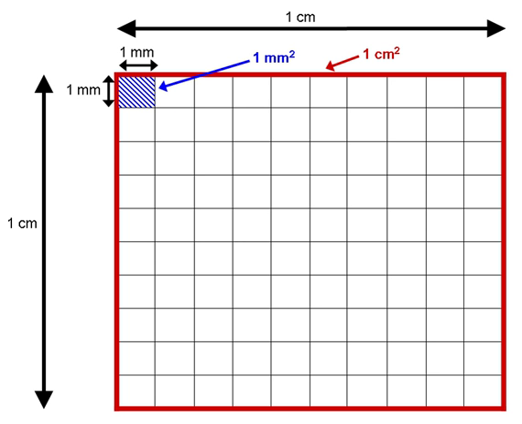Pyramid: B + Pl/2, where B is the area of the base, P is the perimeter of the base, and l is the length of the slant. Rectangular prism: 2(lw + lh + wh), where l is the length, w is the width, and h is the height.